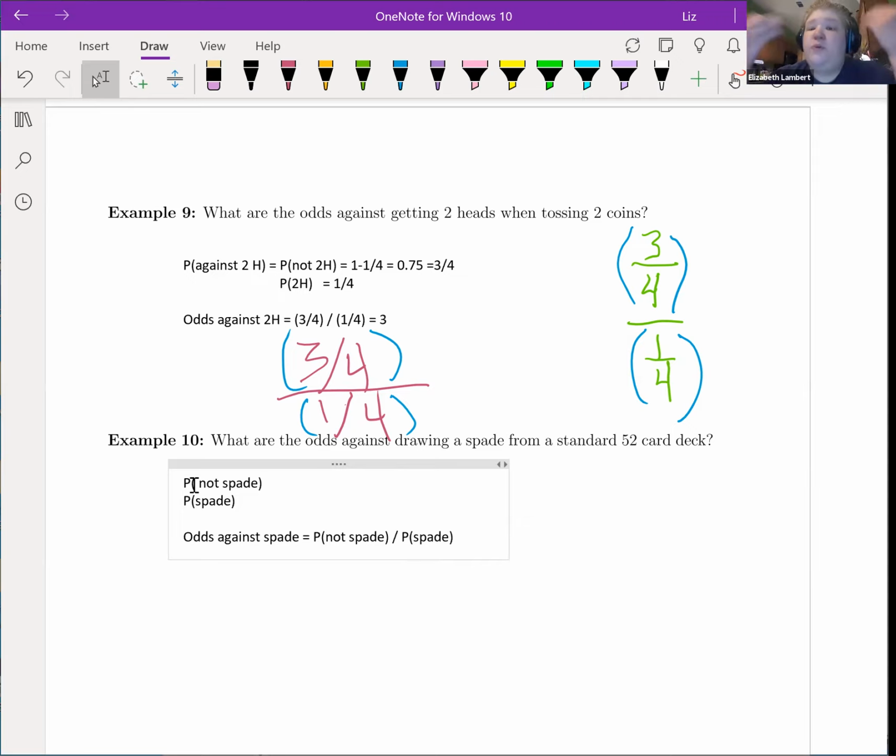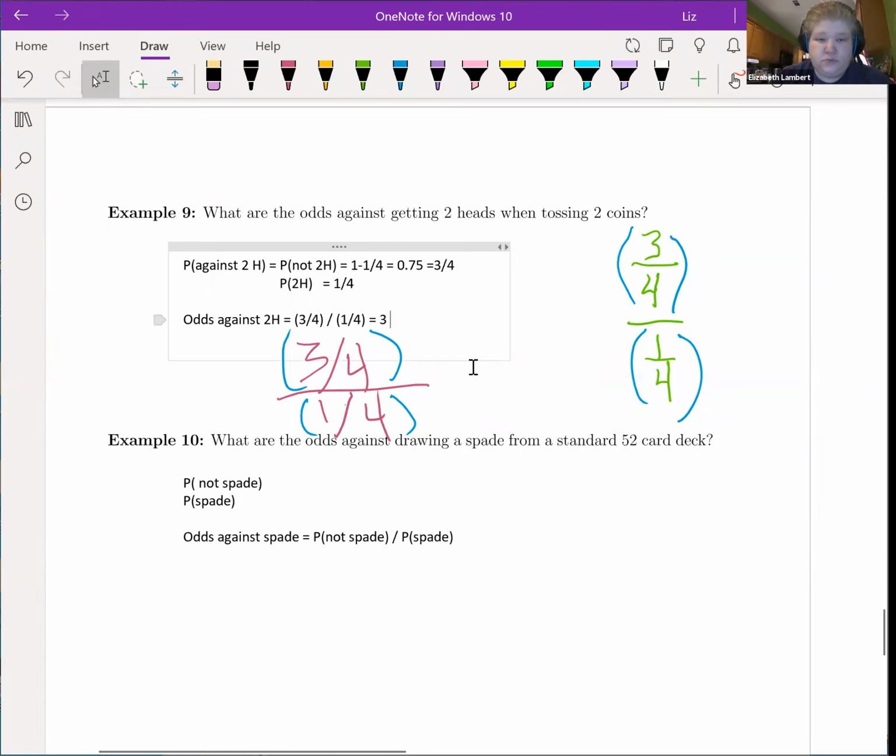Odds though, you have 2 numbers when you relate odds. So the 3 has an implied over 1. So we would actually report our answer like that, or most of the time, this is where that colon comes into play.